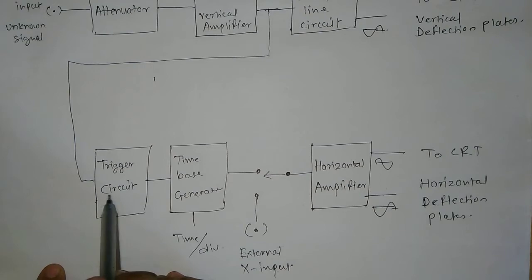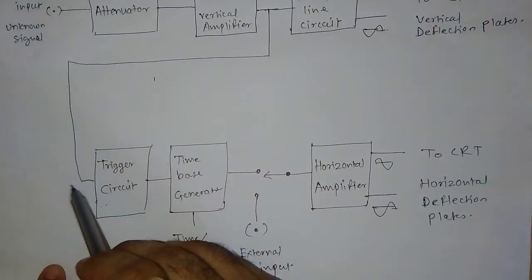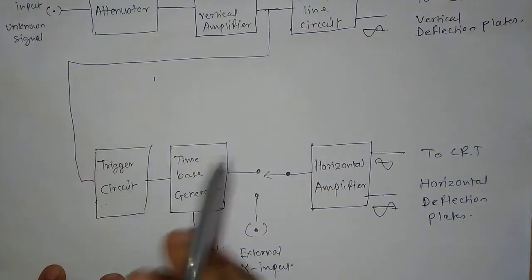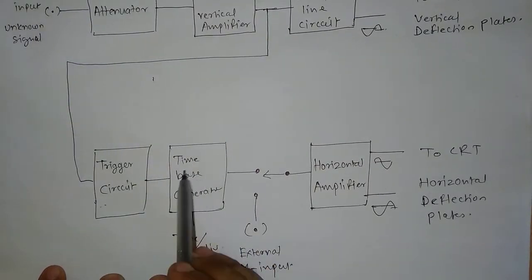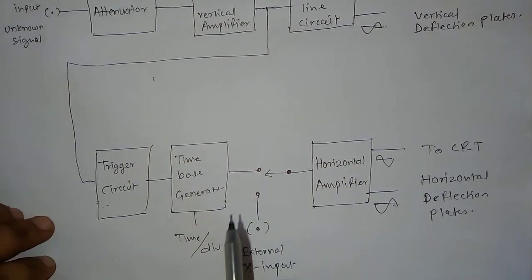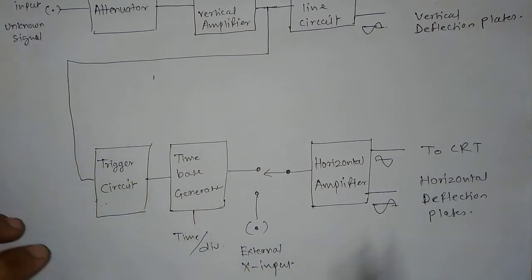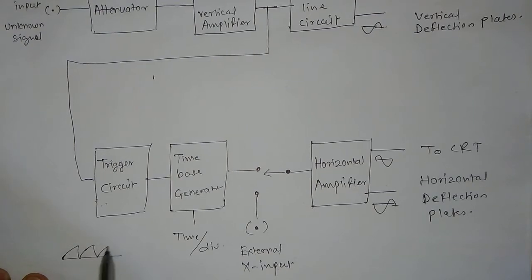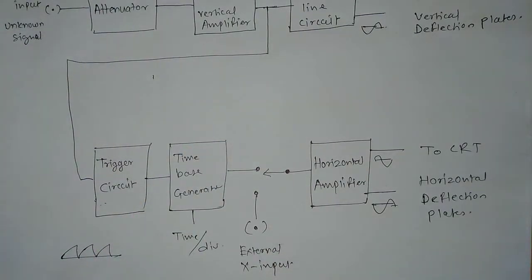Now this trigger circuit, when it gets the voltage from the vertical section, triggers the next circuit. What is the next circuit? It is a time base generator. The time base generator is a UJT-based circuit. That UJT continuously generates a sawtooth waveform like this, and this sawtooth waveform is used for horizontal sweeping, and that is why it provides the time factor for the signal shown on the CRT.